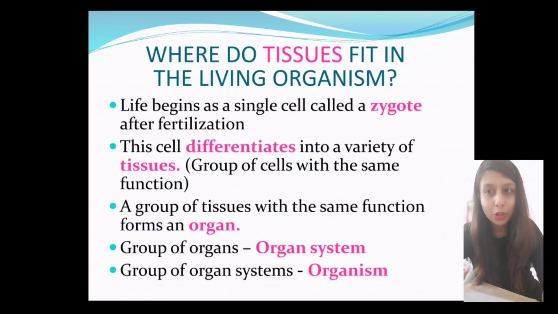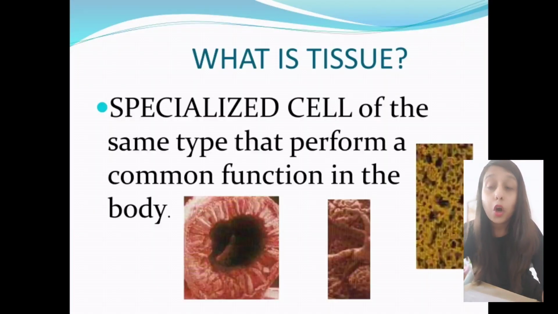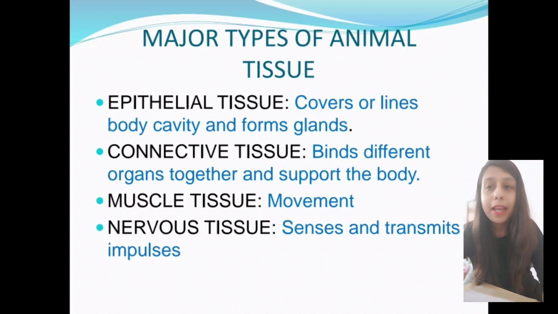So what is a tissue? Specialized cells of the same type that perform a common function in the body are known as a tissue. Now which are the major types of tissue? As I already discussed: epithelial, connective, muscular and nervous.